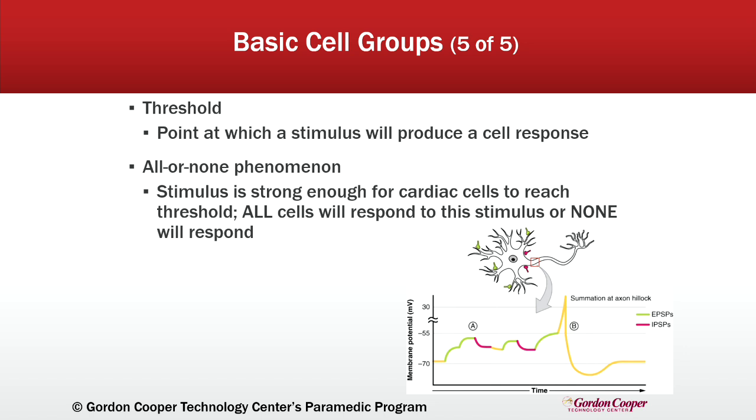Now here's kind of a weird part. Once the threshold is reached, all the cardiac cells respond to the stimulus. It's not a maybe or a some response, it's an all or nothing deal. So it's an all or none phenomenon. If the stimulus doesn't reach that threshold, none of the cells will respond. This helps ensure that the heart's contractions are consistent and well coordinated, keeping everything in sync for effective pumping.